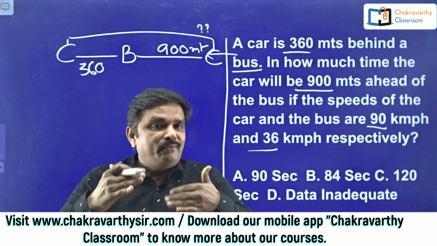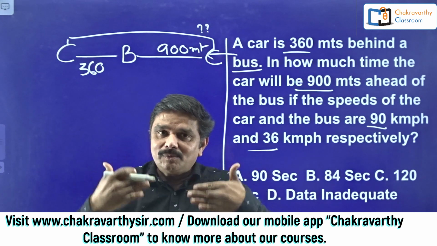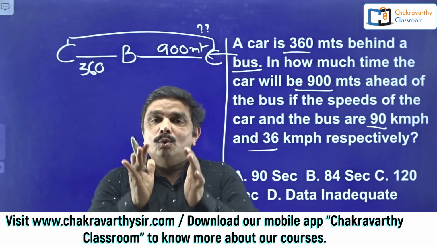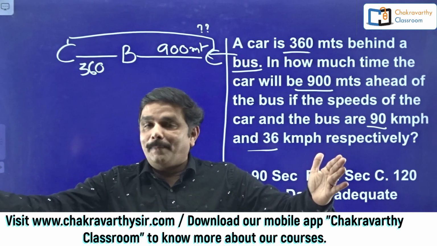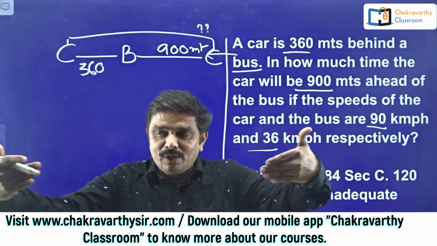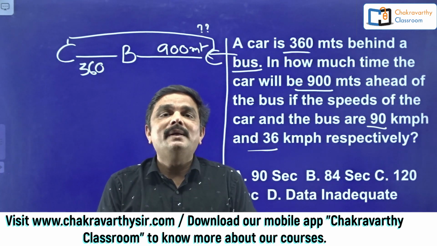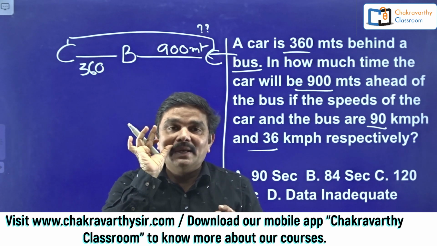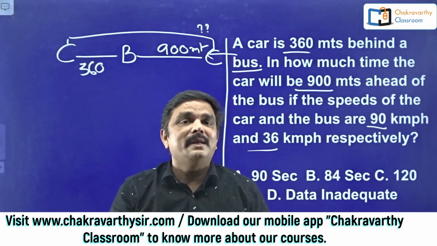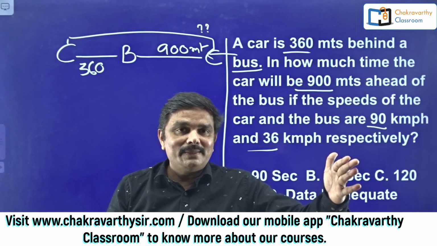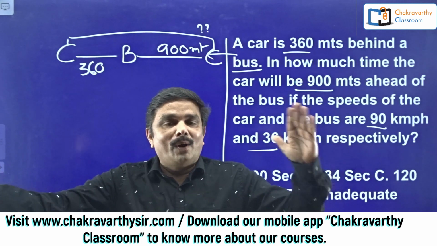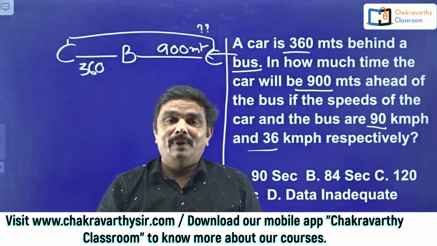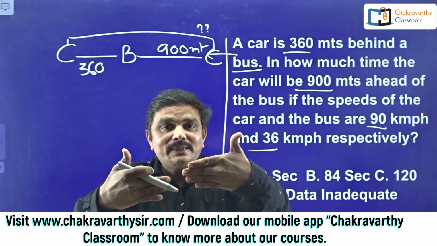See students, before going to this example, relative speed is calculated in two ways. Suppose two objects are there. Two moving objects which are apart like this, and both are moving towards each other with some speeds respectively. In that case, for the relative speed you need to add both the speeds. For example, one car is here, another car is here. One is moving at 100 kilometers per hour, the other is moving at 60 kilometers per hour. Both are moving towards each other.